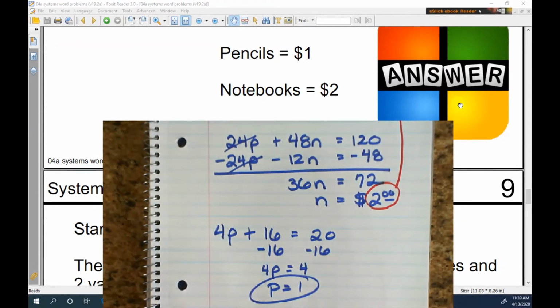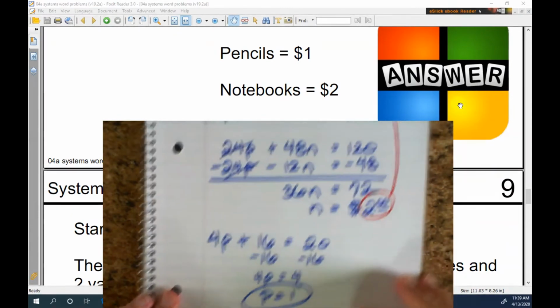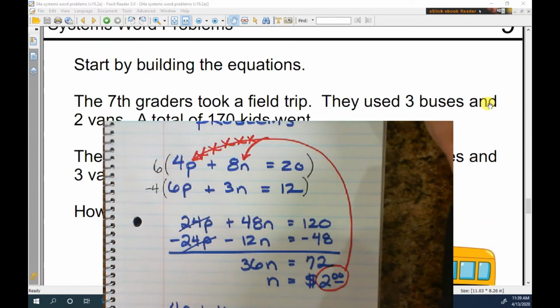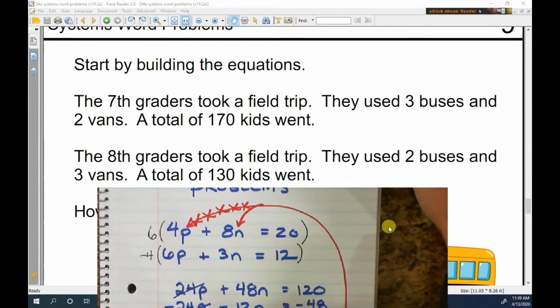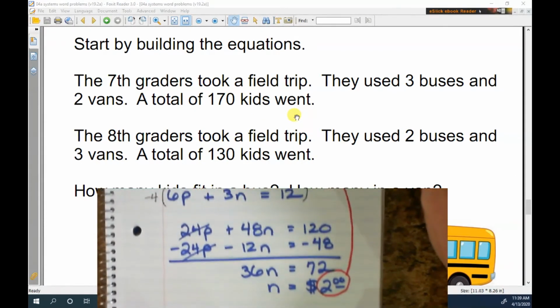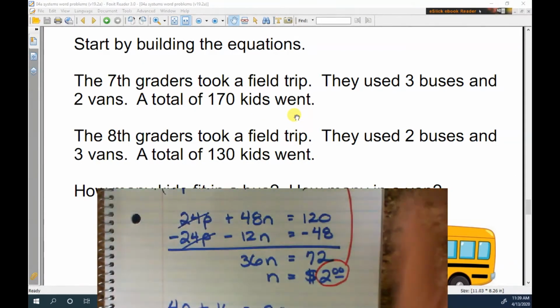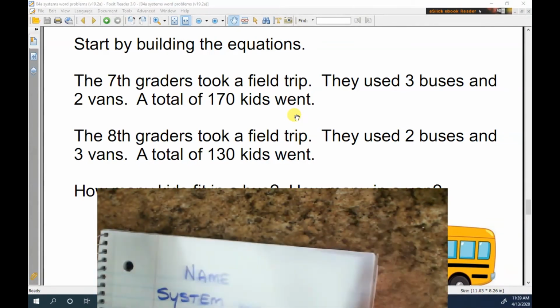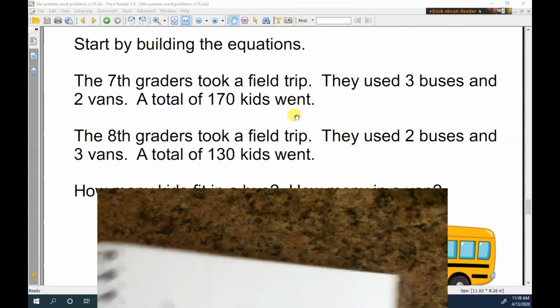We just used a system of equations to solve a real-life problem. Let's look at another one. We're going to build the equations for this. So I'm actually done with our notes for today. The notes are done. The rest of this is just practicing. So let's see if we can build the equation for this.